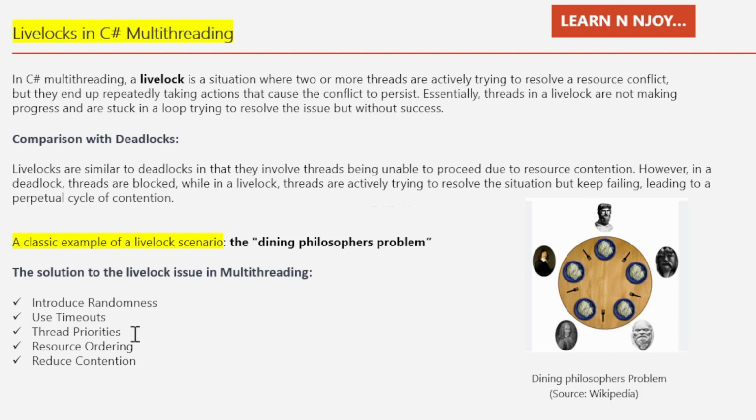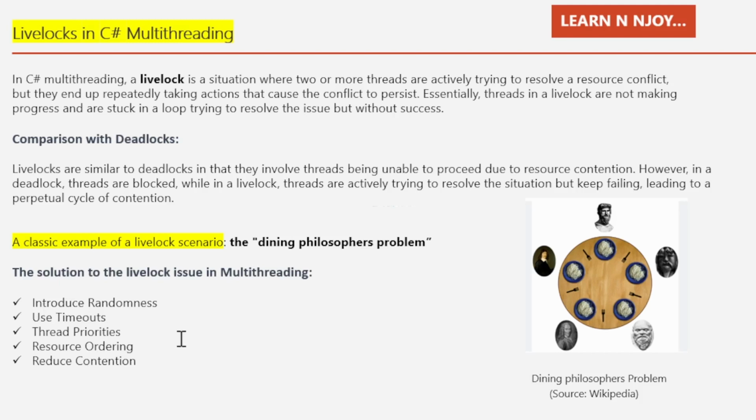Number three, thread priorities. Adjusting thread priorities can help. Lower priority threads may yield resources to higher priority threads, allowing them to make some progress. Number four, resource ordering. Enforce a strict order for resource acquisition to avoid circular waits. If all threads follow the same order when acquiring resources, livelocks can be prevented. Number five, reduce contention. If possible, reduce the need for shared resources by using techniques like thread local storage or other design patterns that minimize contention. So these are some key strategies that we can use to avoid the livelock issue.